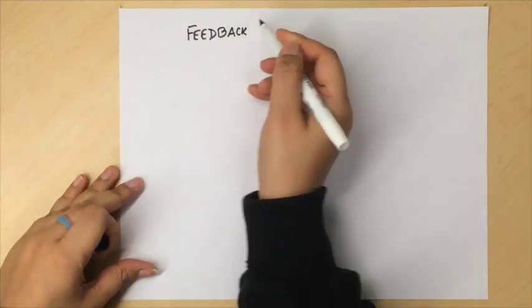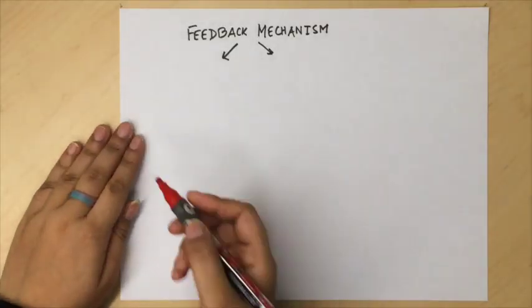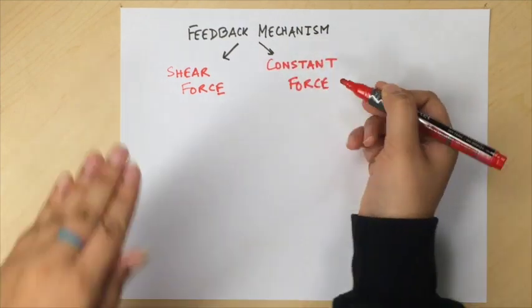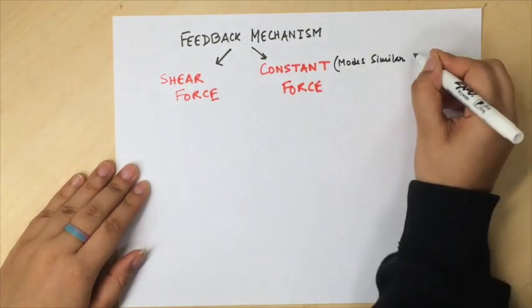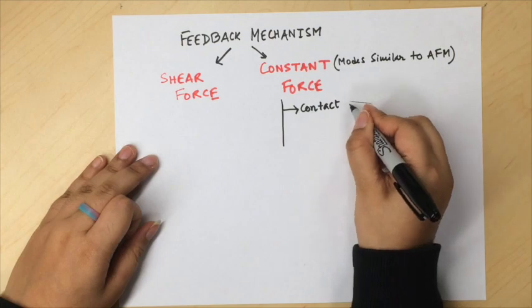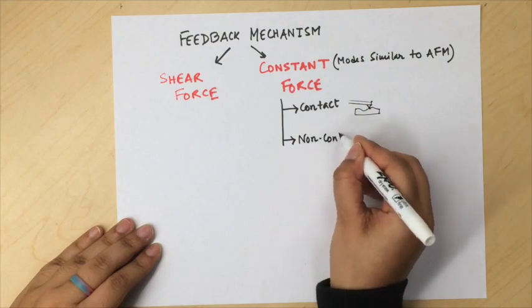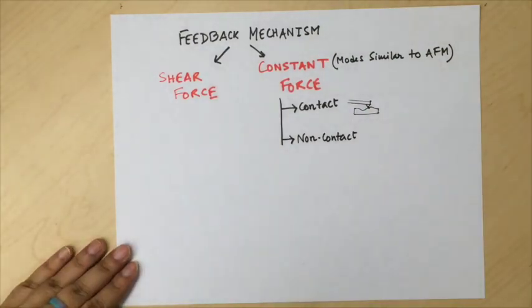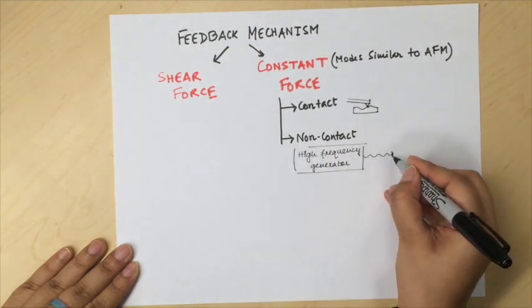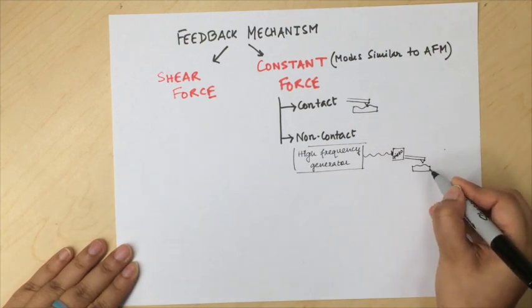The feedback mechanisms commonly used in NSOM are of two types: shear force and constant force. Constant force feedback utilizes modes which are similar to those used in atomic force microscopy, that is AFM. For example, contact mode, where the tip directly touches the sample surface and maps the topography of the surface. In non-contact mode, the tip doesn't touch the sample. Instead, a high-frequency generator oscillates the tip through a piezo stage and takes measurement utilizing the long-range forces acting between the tip and the sample.